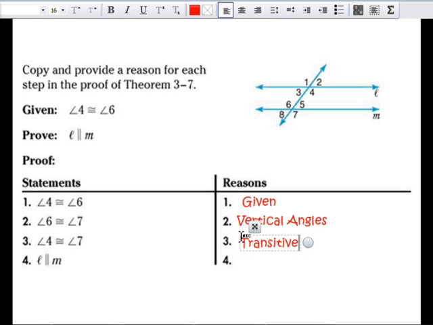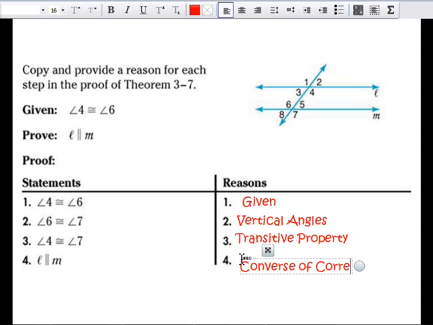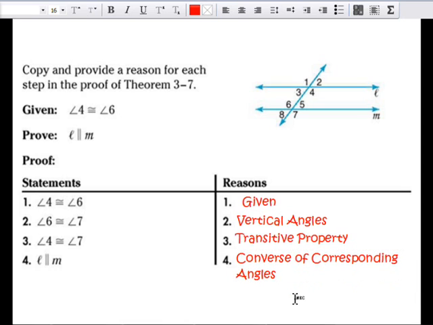I think the better answer here is transitive. That's the transitive property. Remember, like if A is B and B is C, then A is C. That's when the middle one we can get. It looks like the law of syllogism. And then L is congruent to M. Well, if 4 is congruent to 7, that would be corresponding angles or converse of corresponding angles. On a test or quiz, if you just wrote corresponding angles, I'm going to give you credit for it. But technically, that's the converse of the corresponding angles. If those two angles are congruent, then the lines are parallel.